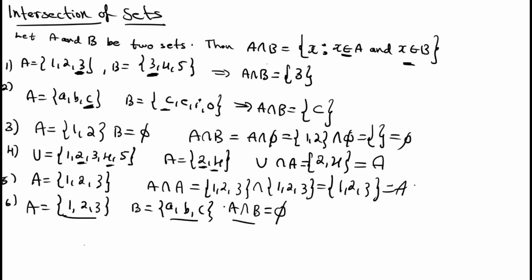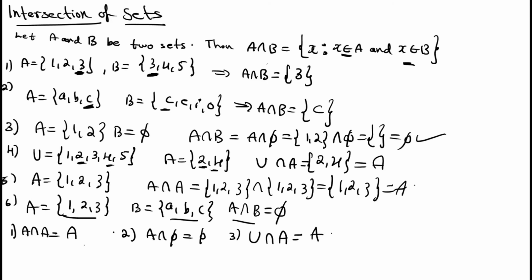By all these observations, our first note is A intersection A is equal to A. The second observation is A intersection empty set. We saw that A intersection empty set is equal to empty set. The third observation is that the universal set intersected with the given set A gives A itself. Remember: A intersection A is equal to A. A intersection empty set is equal to empty set. U intersection A, the universal set intersected with the given set A, is equal to A itself.